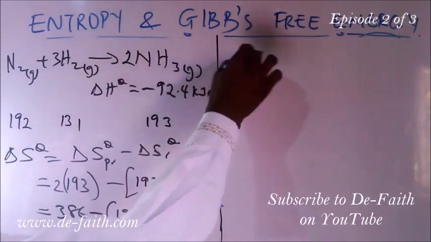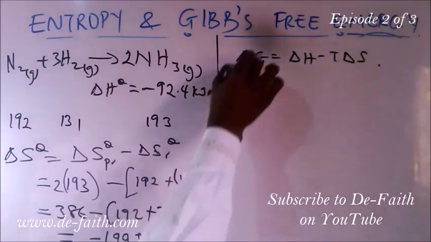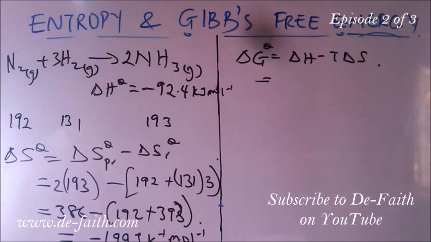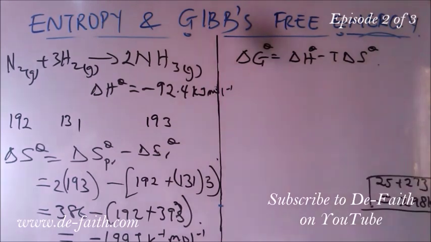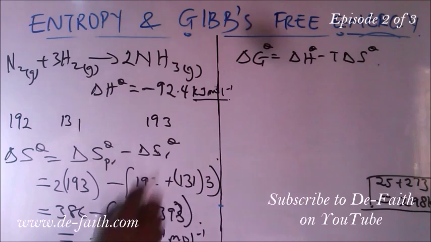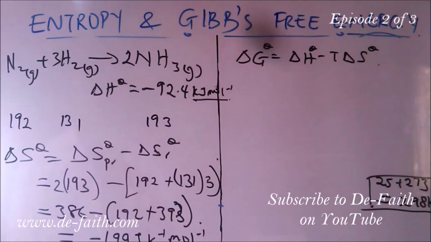Next, we have that delta G equals delta H minus T delta S. That is the standard Gibbs free energy equal to the standard enthalpy minus T delta S. That is the standard entropy. Now, there are some other things that we need to take note of. If you look at the enthalpy, we're given it in kilojoule per mole. And when we look at this entropy, we got our answer in joule per Kelvin per mole. Now, this kilo means that there's 1,000 over here. So what we could do is to have this also in kilojoules.